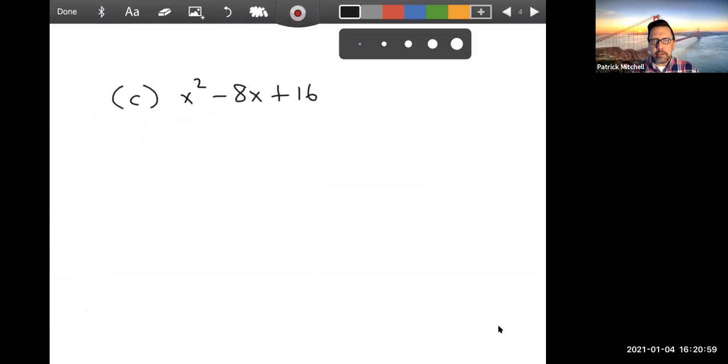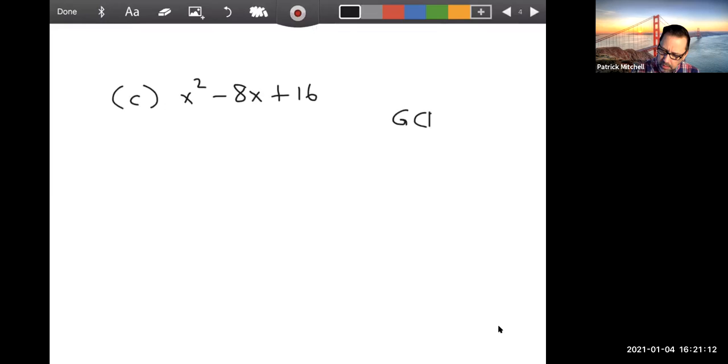Yeah, so it's a wrong answer if you don't have the signs in the correct places. All right, next example, x squared minus 8x plus 16. Once again, the GCF is 1. I promise someday it will be something other than 1.